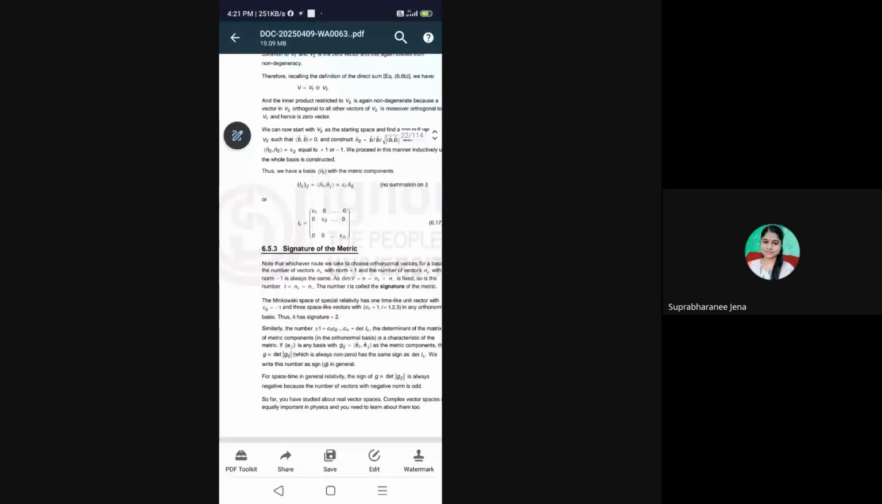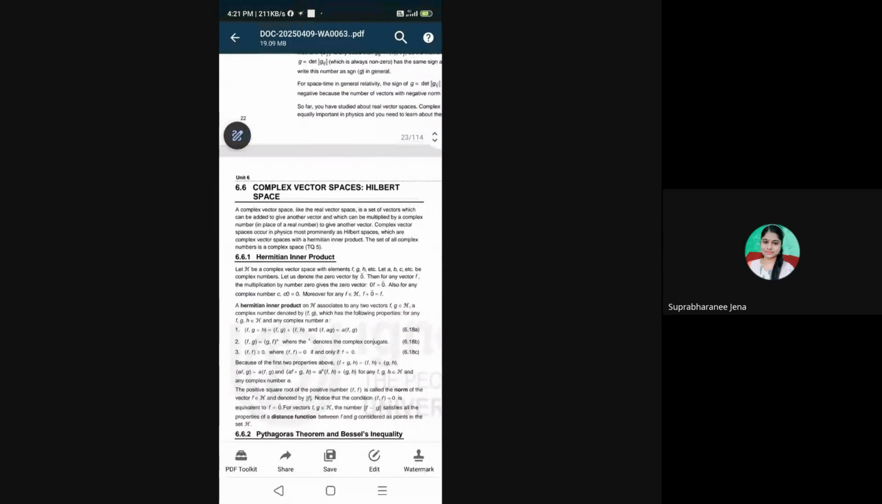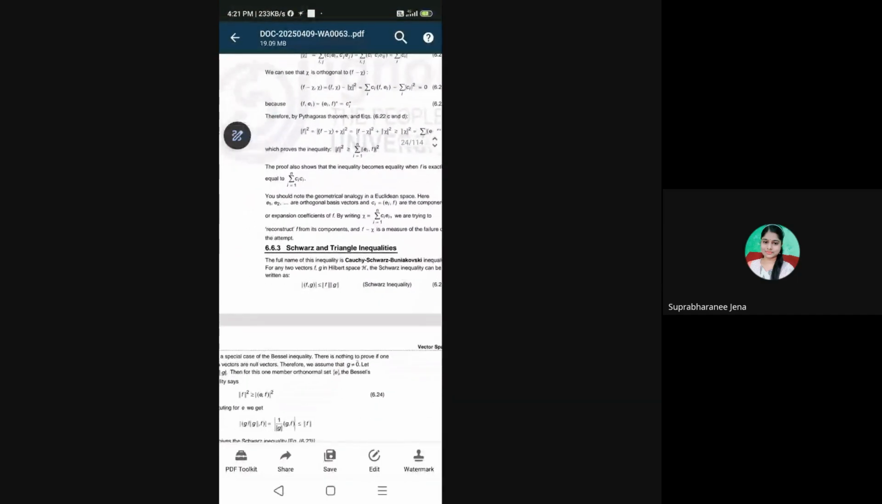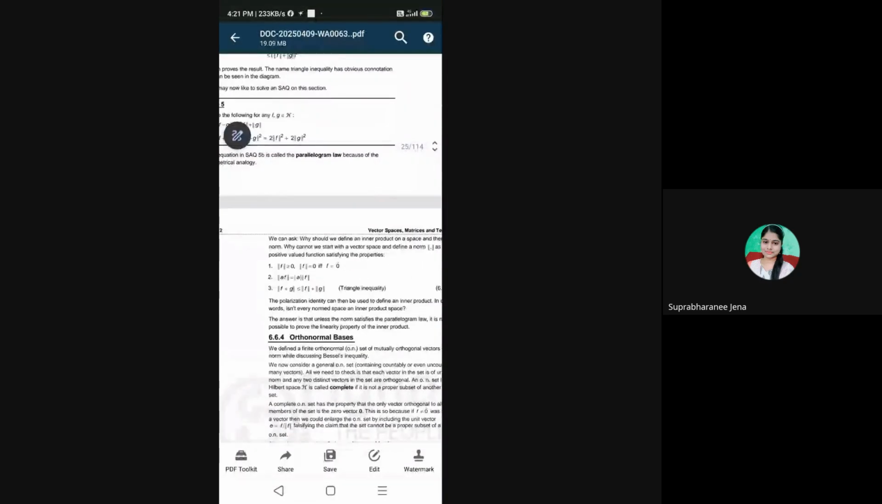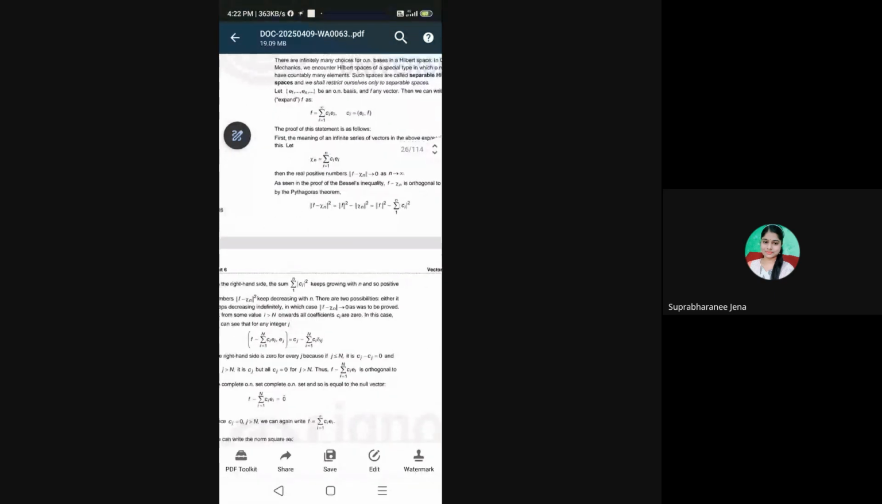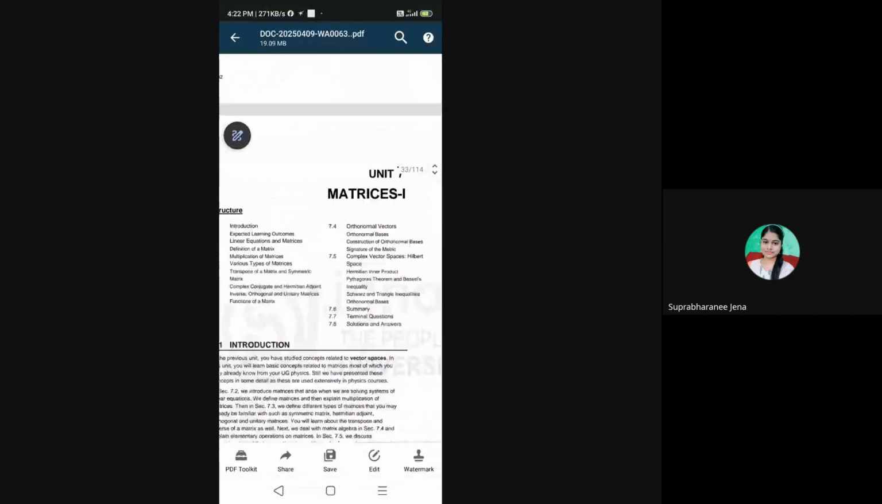Then complex vector spaces or Hilbert space, the signature of the metric, Hermitian inner product, Pythagoras theorem and Bessel's inequality, and the Schwarz and triangle inequalities. Then orthonormal basis. So a set in a Hilbert space H is called complete if it is not a proper subset of another set, and a complete set is called an orthonormal basis. Then terminal questions and some worked out problems, we can go through them.